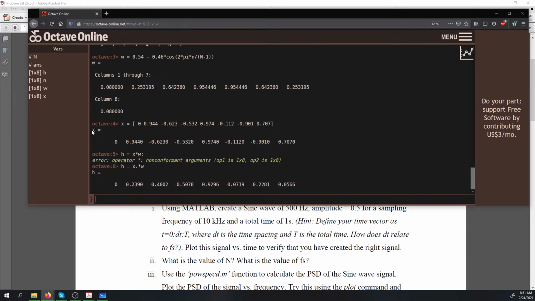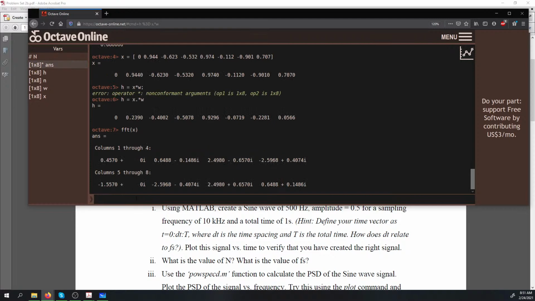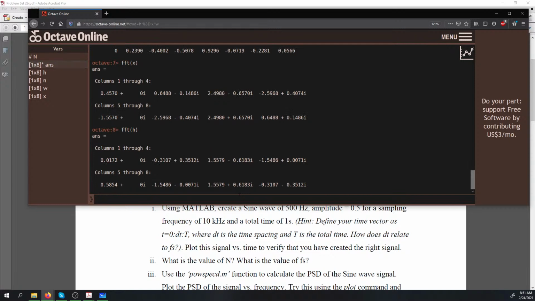So we have our X sequence here. So let's find FFT of X. And then we have our H sequence here, which was a result of the window function being multiplied by X. And then we can just do FFT H. And then we can just compare the two answers here to see what's going to be the key difference. And immediately we can see that our DC value here, being the first value, using the window function has been mitigated in comparison to when we just had it with respect to just the X signal by itself.